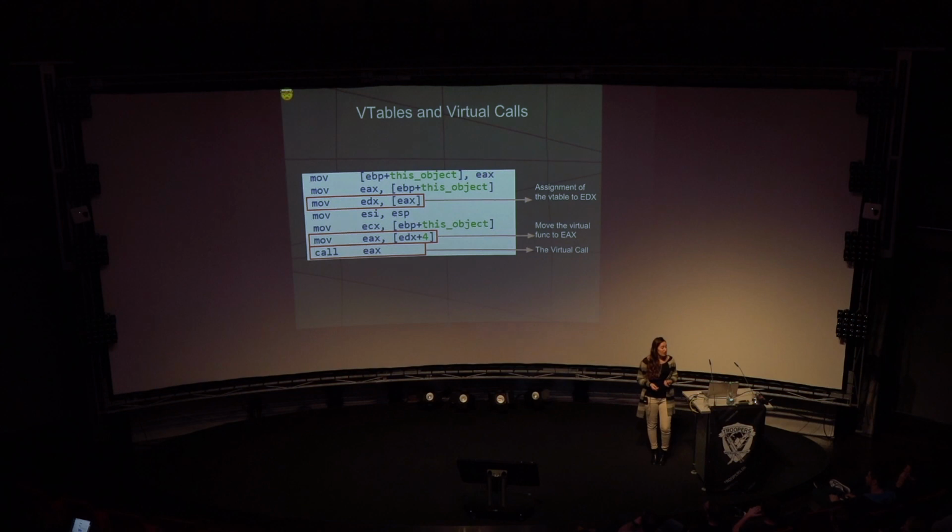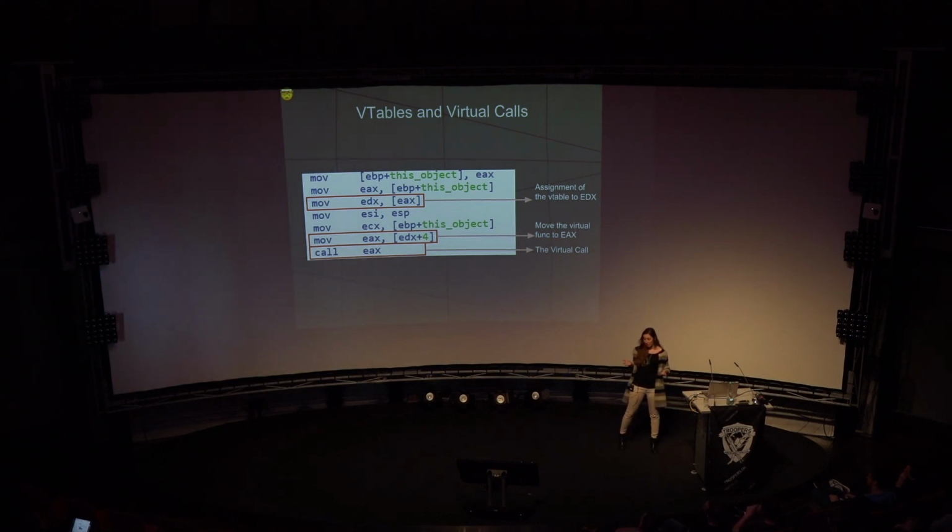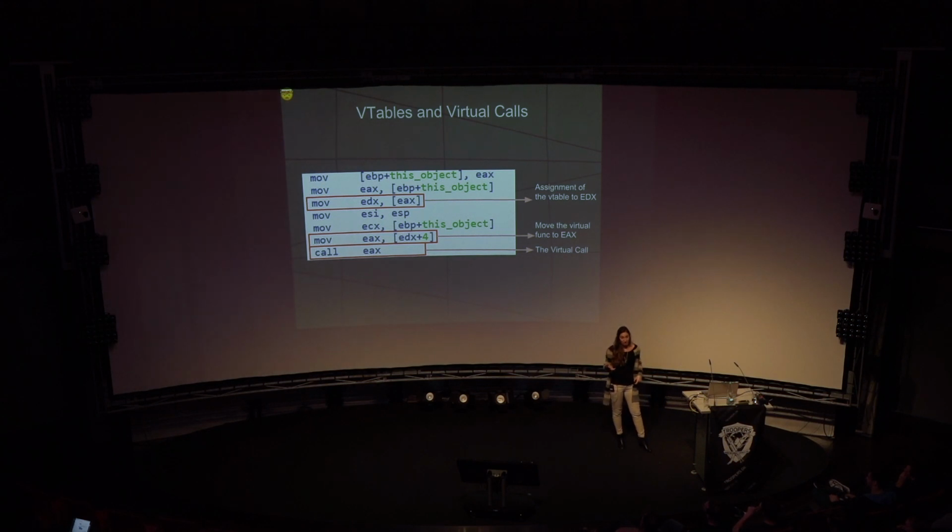The problem is that when you do a virtual call, you don't really know what function was called. Because as you can see here, you have three important instructions that I marked. The first one is the assignment of the Vtable to EDX. This is the first instruction that is important. You take the first 4 bytes with the Vtable from the object that here is stored in EAX and move it to EDX. So now EDX has the pointer to the Vtable.